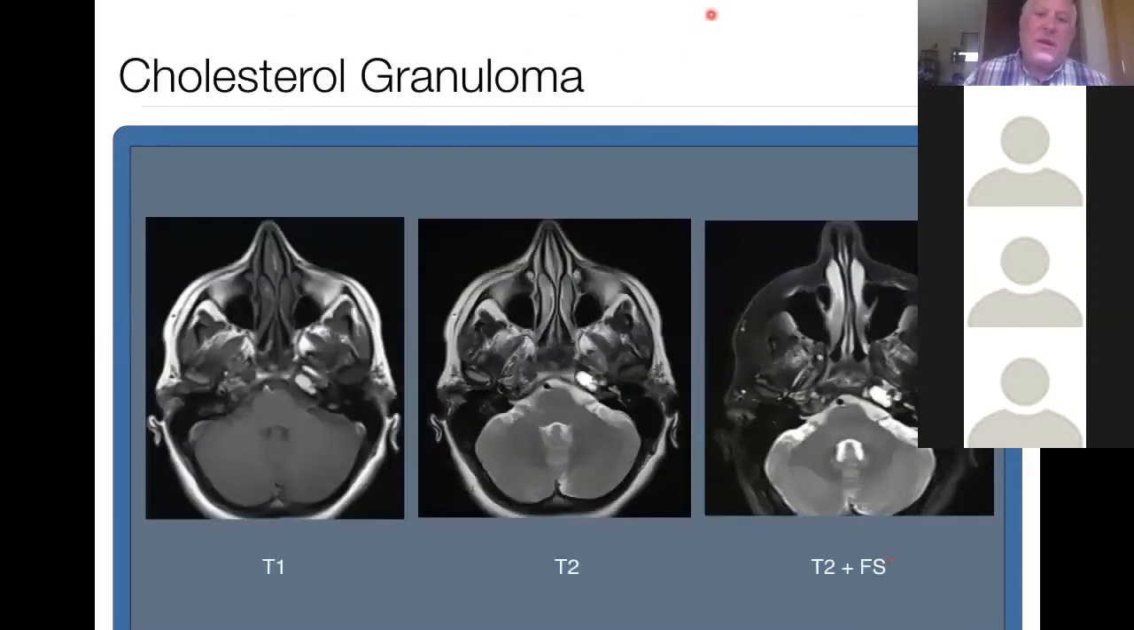I think it's important to look at some of these MRIs. Again, here's our standard T1. This is a cholesterol granuloma. You can see it enhances on T1 here. On T2, it enhances. And with fat suppression on a T2, it remains enhanced, which makes the diagnosis of a cholesterol granuloma. If this turned dark with fat suppression, it would mean that it would be marrow. And I'll show you that in just a second.